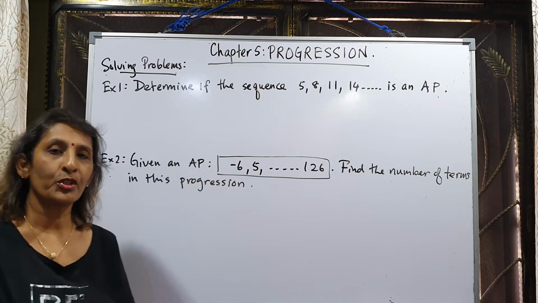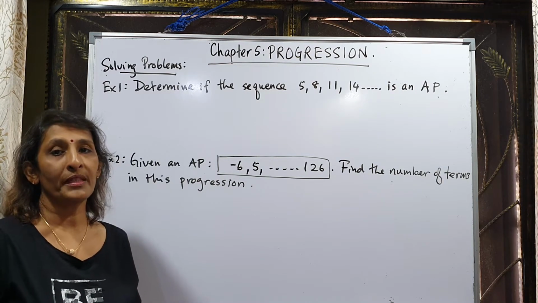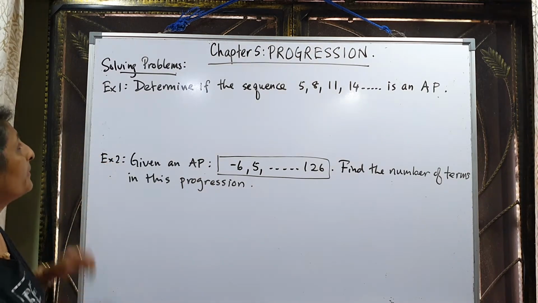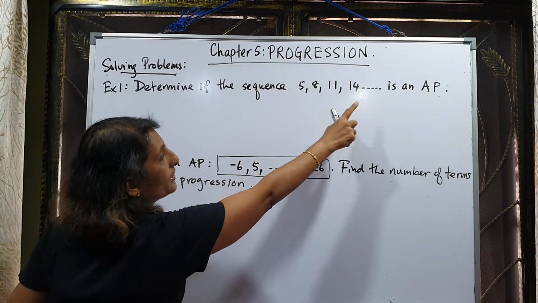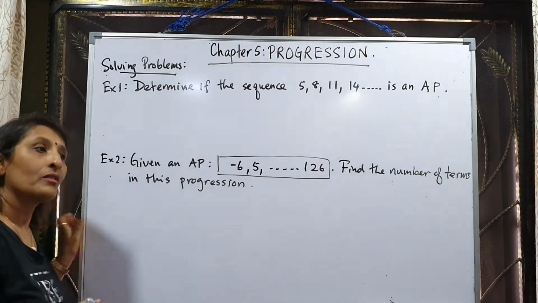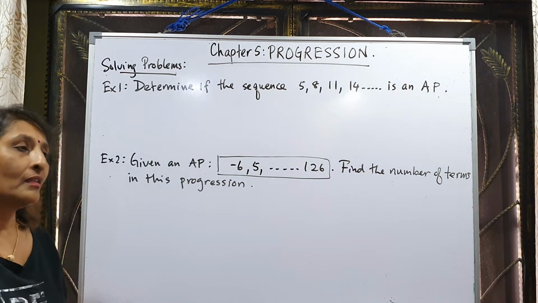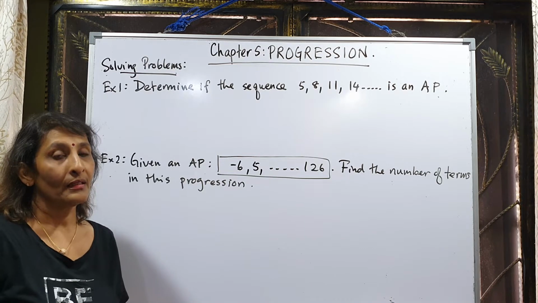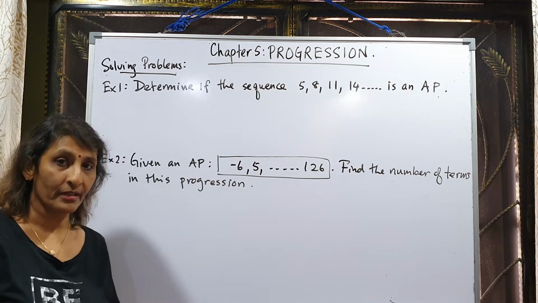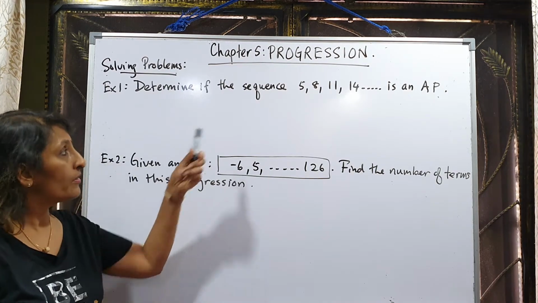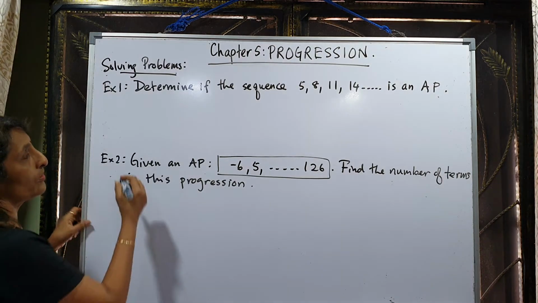Alright, now I am going to show you how we apply all your formulas to solve problems on arithmetic progression. So we start with example 1. Determine if the sequence 5, 8, 11, 14 is an arithmetic progression. So how do you determine whether a progression is an arithmetic progression or not? Now what we have learned earlier is the definition of arithmetic progression is that it has a common difference, right? Therefore, you now got to check whether there is a common difference here or not for each consequent number.